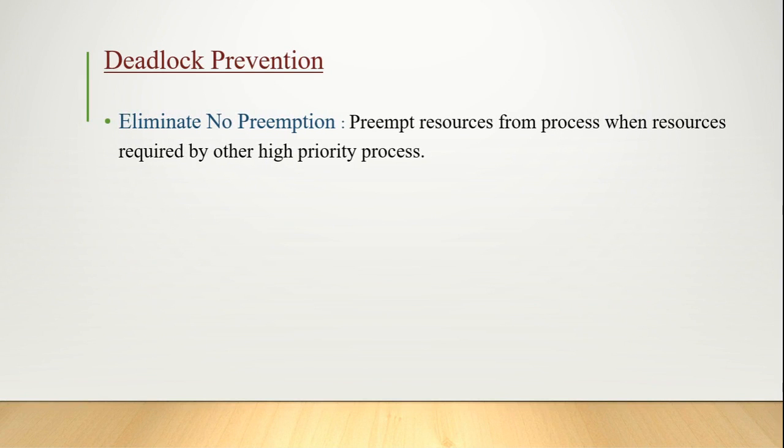Next, eliminate no preemption. Preempt resources from a process when the resources are required by other high priority processes. In this way, we can eliminate this condition too.